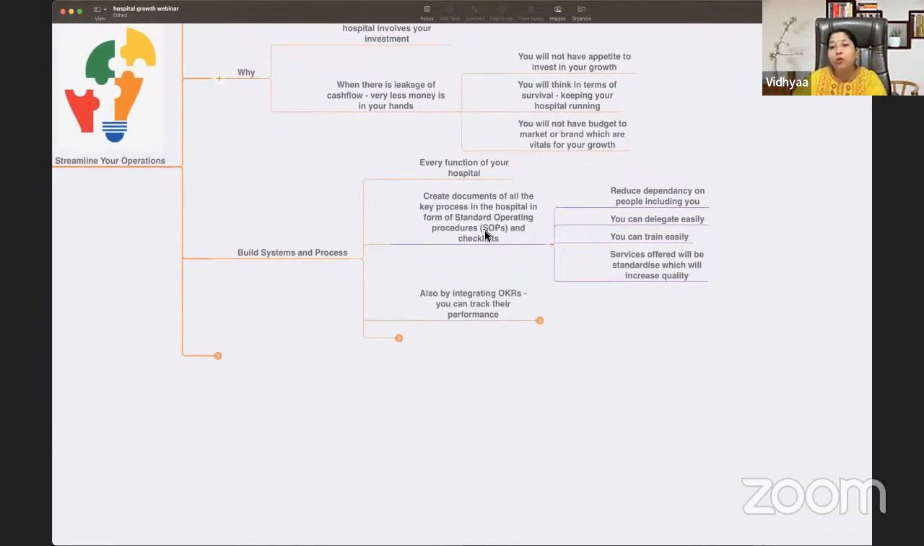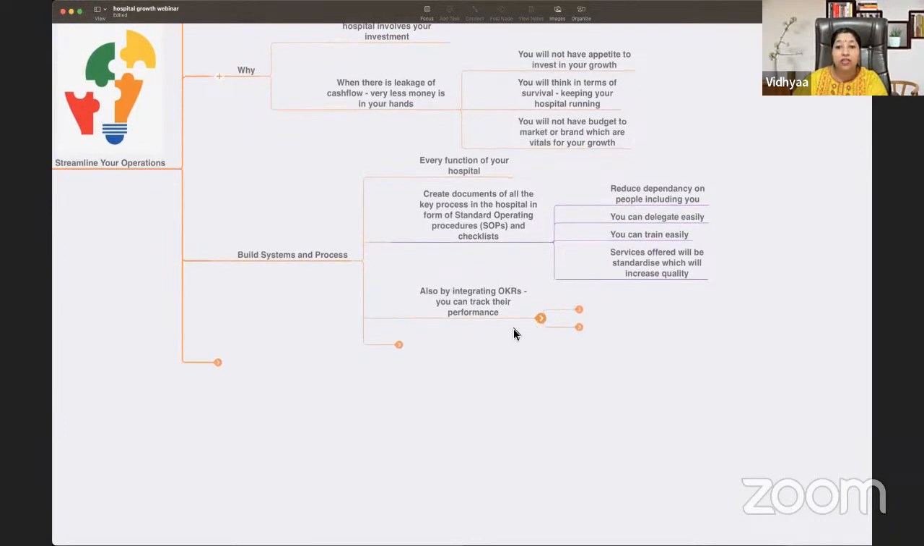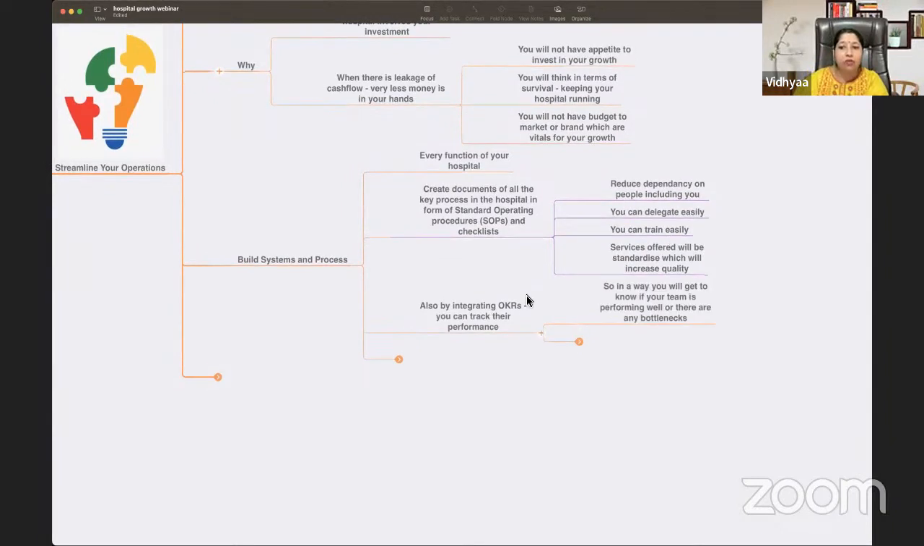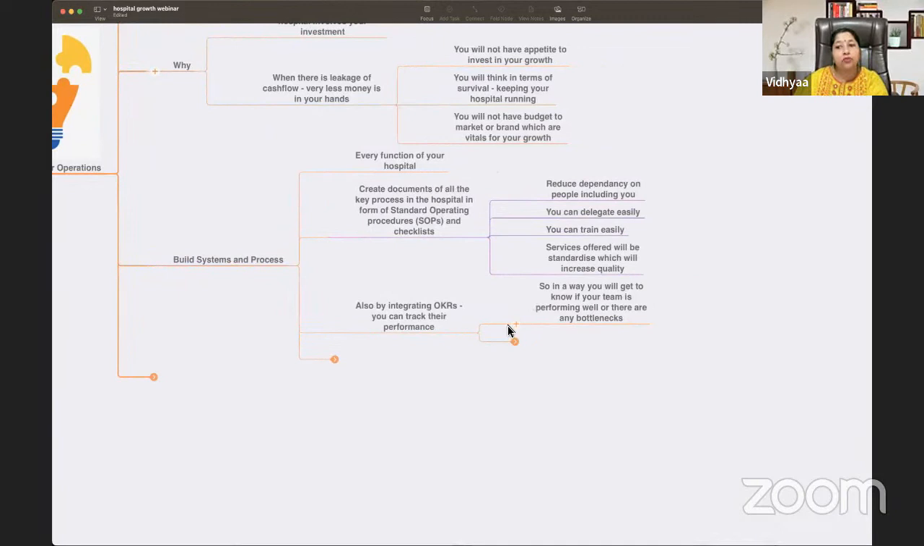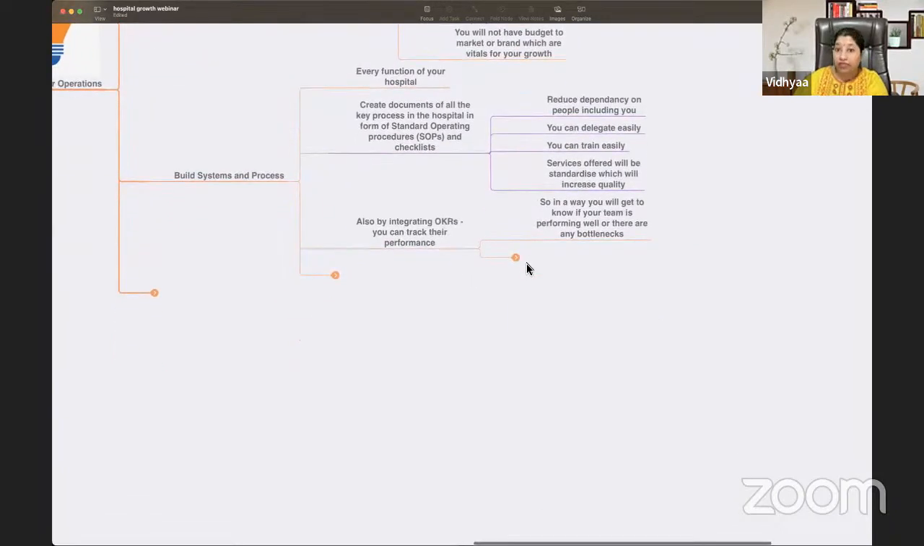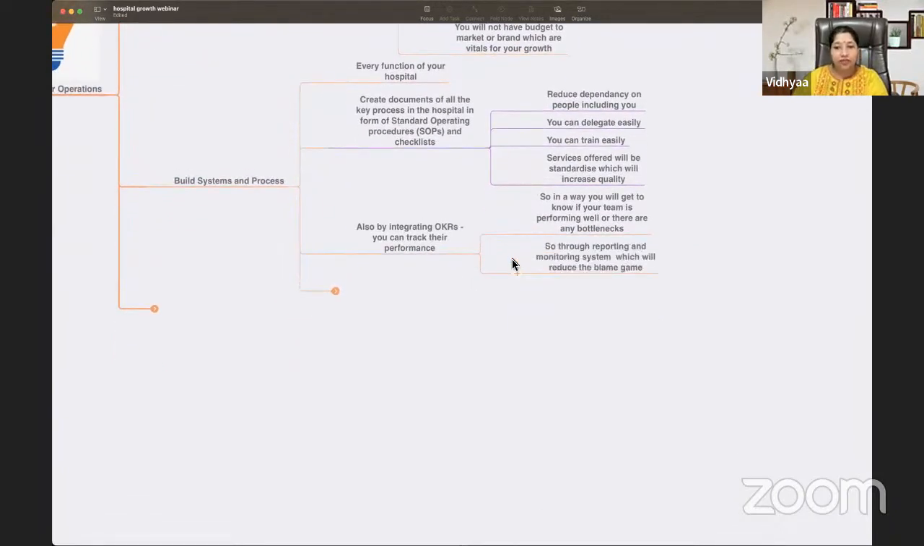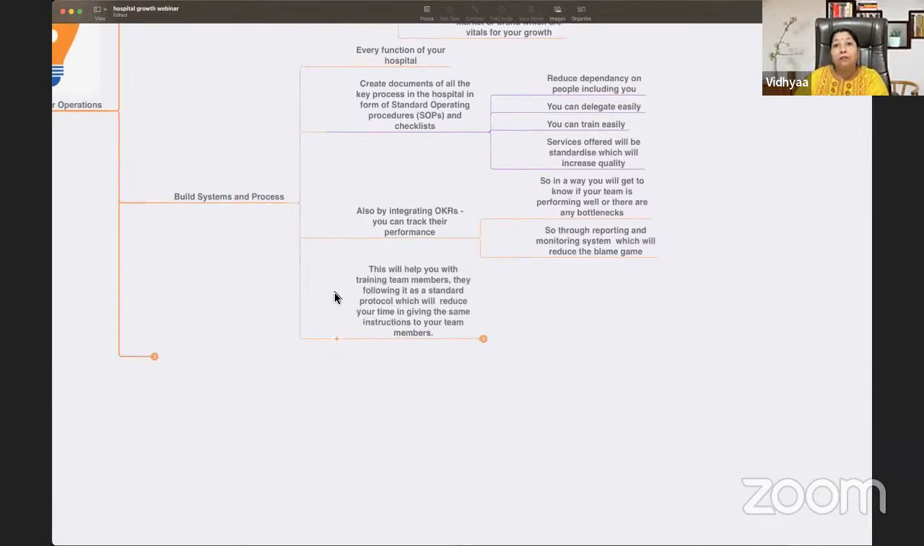And also, along with these SOPs and checklists, if you integrate OKRs, objective key results, which is a way of tracking the performance of your team members, in a way, you'll get to know if the team is performing well or there are any bottlenecks which can be addressed immediately. So through reporting and monitoring, you'll be able to reduce the blame game that typically happens. So that is the beauty of you creating systems and processes.